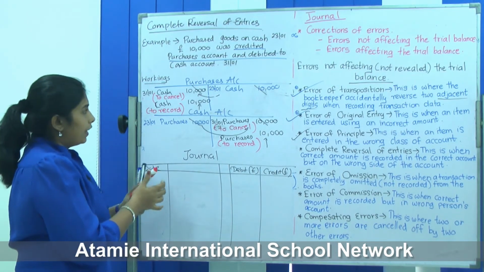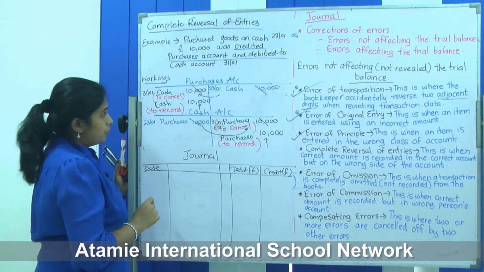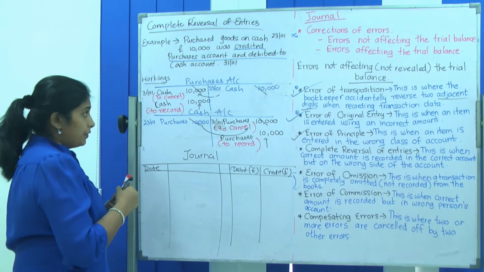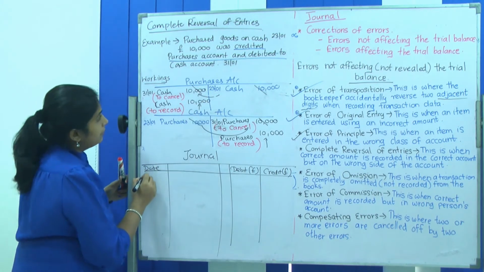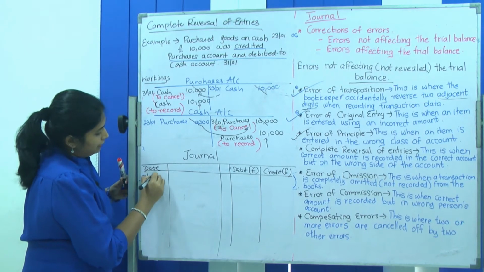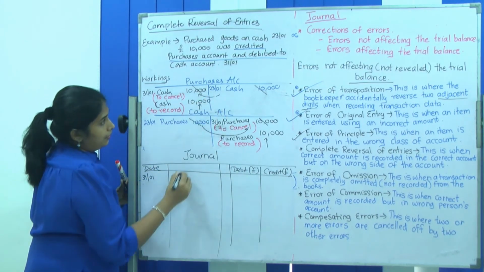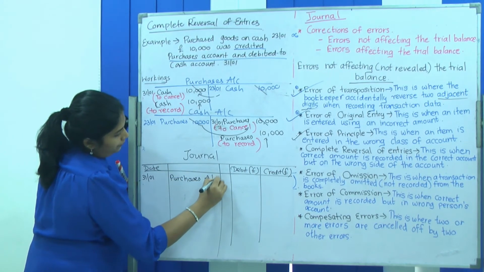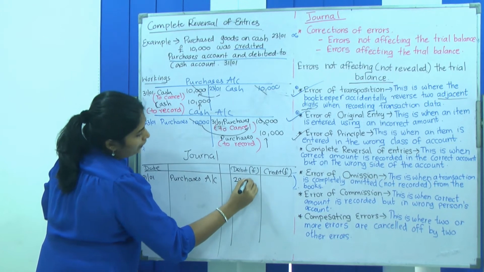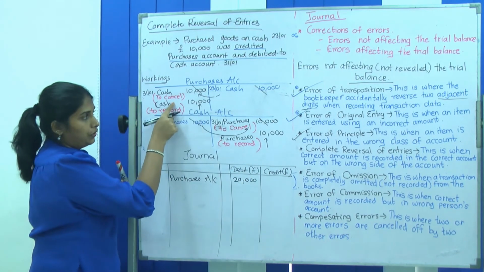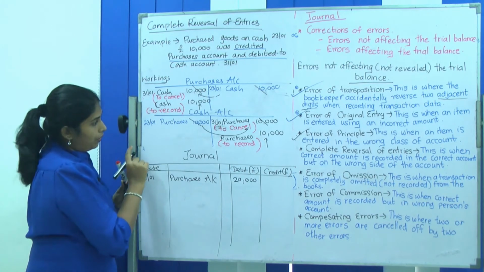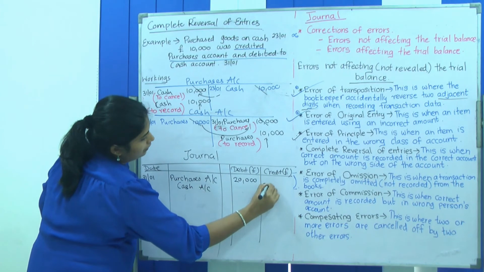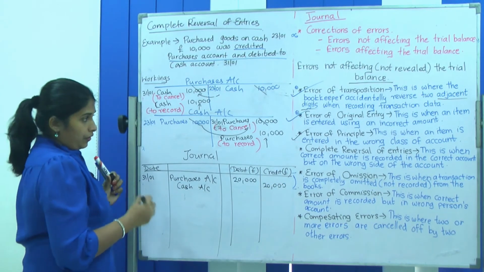So altogether, to cancel, 10,000 should be debited, and to record, another 10,000 should be debited. So altogether, when you are writing the journal entry, the purchases has to be debited by 20,000, 10,000 to cancel and another 10,000 to record, and the cash account will be credited altogether 20,000.